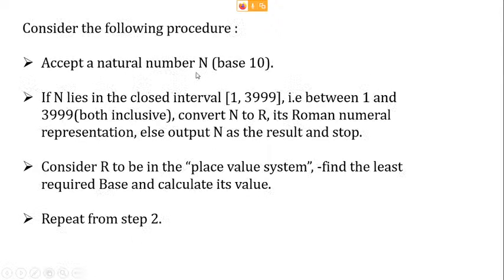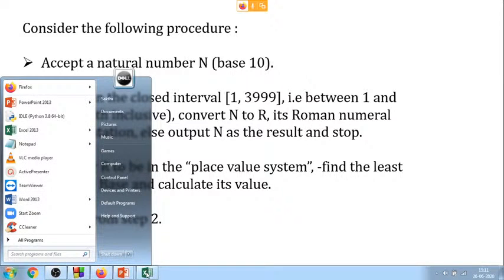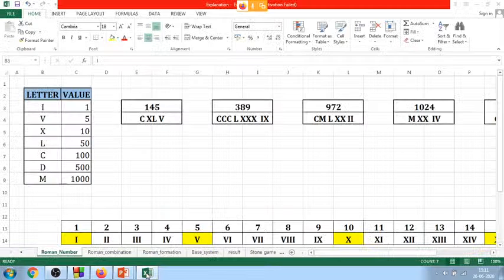We are going to accept a number. If the number is within a range, we should form it in Roman numerals. For that, we should know how to convert the decimal value that is given to Roman numerals.